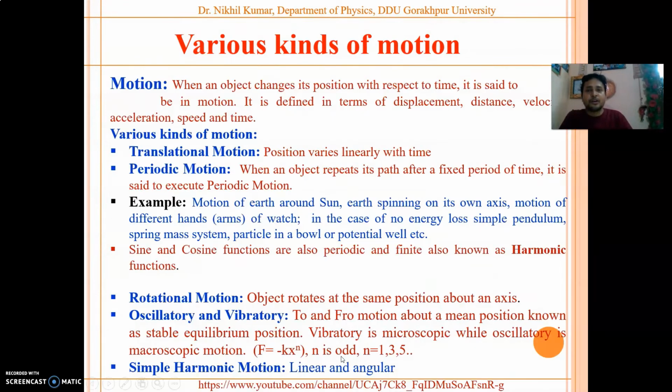So now coming to our topic. Now coming to various kinds of motion. First we will discuss motion. When an object changes its position with respect to time, it is said to be in motion.